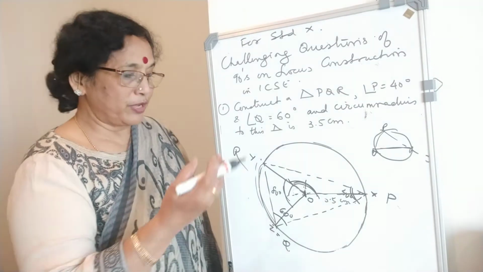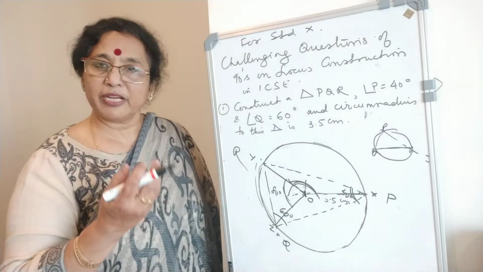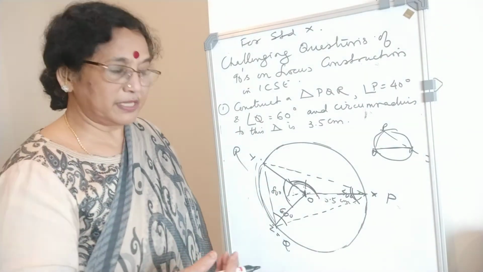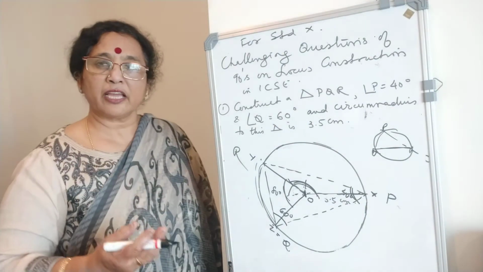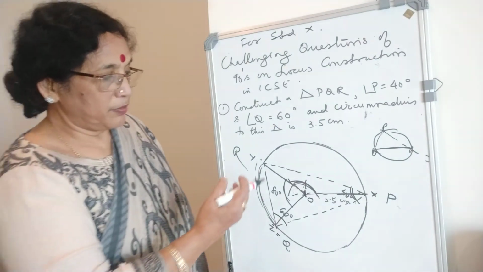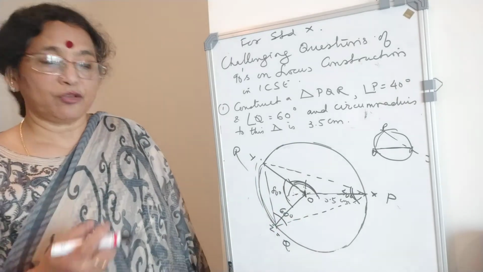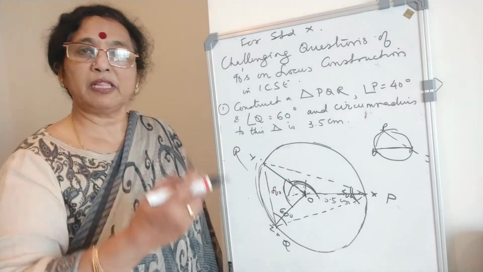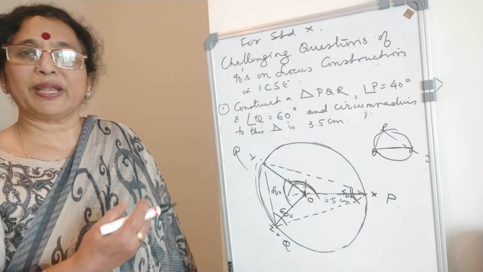Got it? So we made a circle whose circumradius was given as 3.5 centimeters. The triangle cannot be constructed before the circle is drawn, and at the center you make double the angles given, that is 120 and 80.